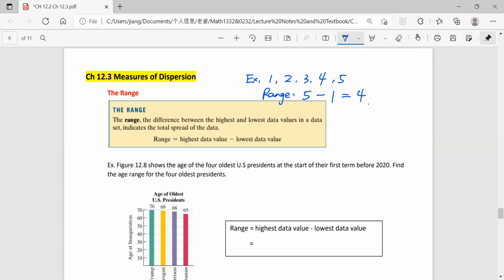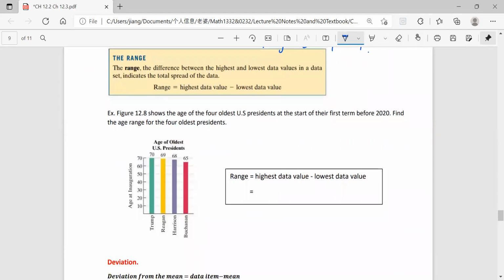Let's use the formula to see the first example. Let's see the data, the figure. The figure shows the age of 4 oldest US presidents at the start of their first term before 2020. Find the age range for the 4 oldest presidents. The oldest president is Trump, he's 70, and the youngest one in these 4 is 65. So the highest data value is 70 and the lowest data value is 65. So the range is 5.